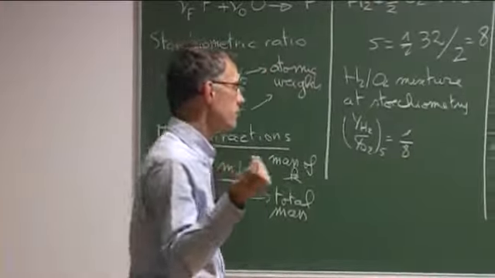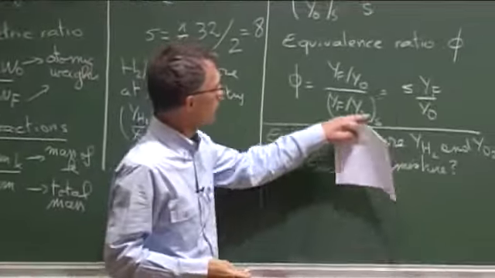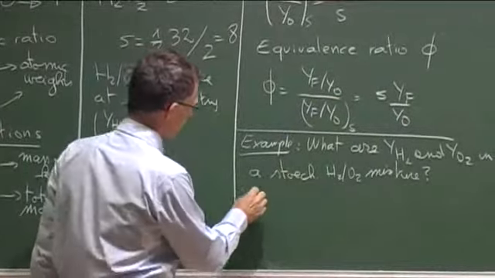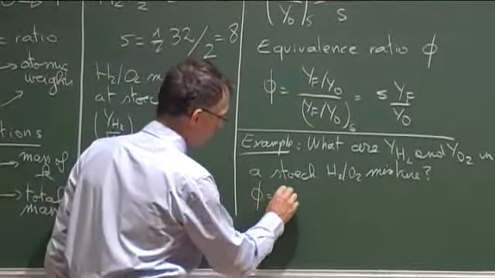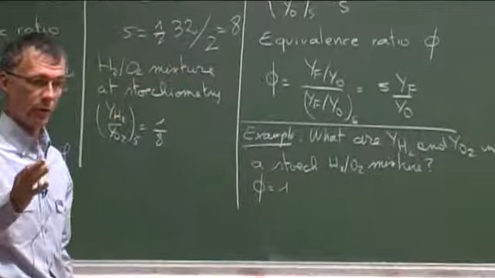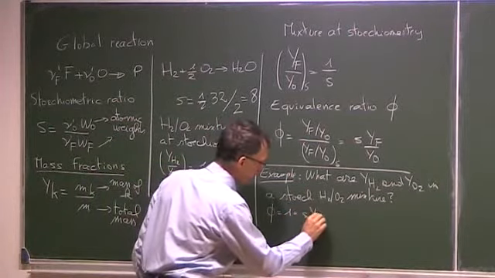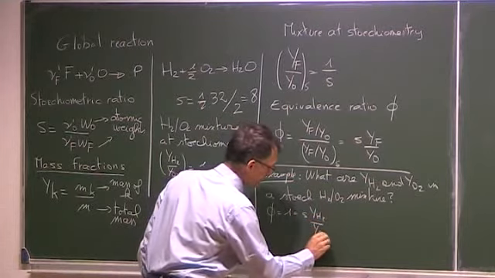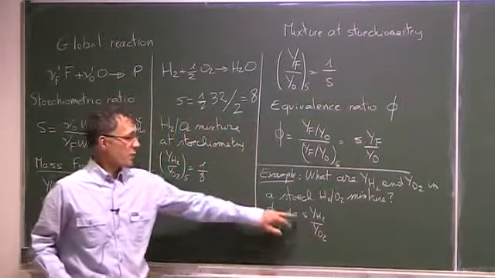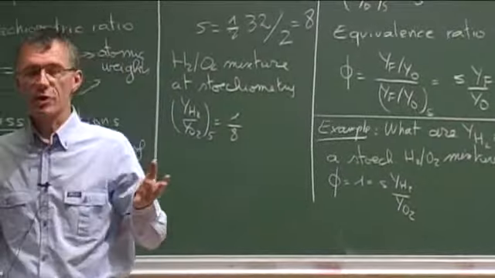So to do that, you need to use this equation. That means you need to say that phi is equal to unity if you have a stoichiometric mixture. So it's equal to S Y_H2 over Y_O2. Now this is one equation. You have two unknowns. You need a second equation.